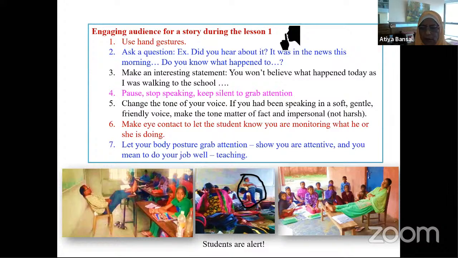The first few times will be awful. But you also need to monitor how much they can take. And don't tell them a 10-minute story. It should be just 1 minute, 1.5 minutes, 2 minutes. That's it.